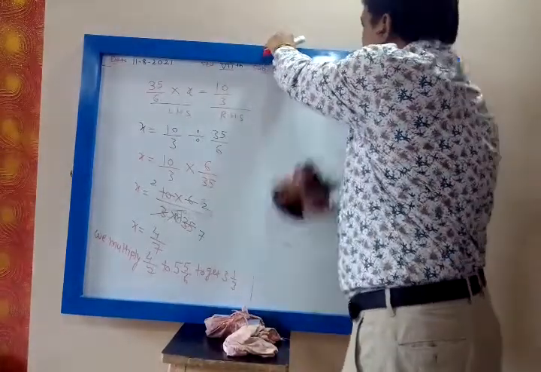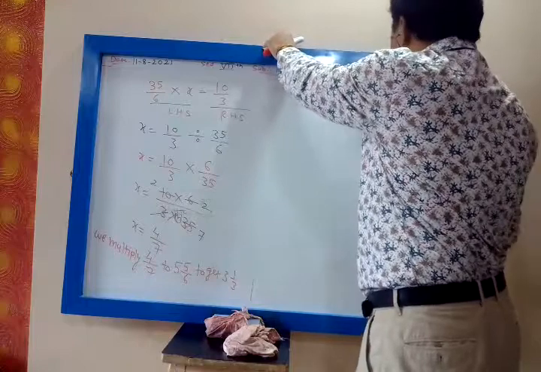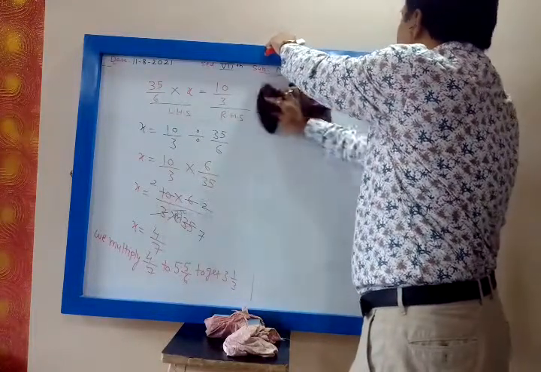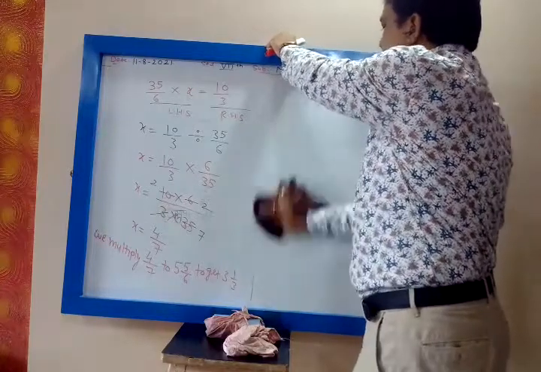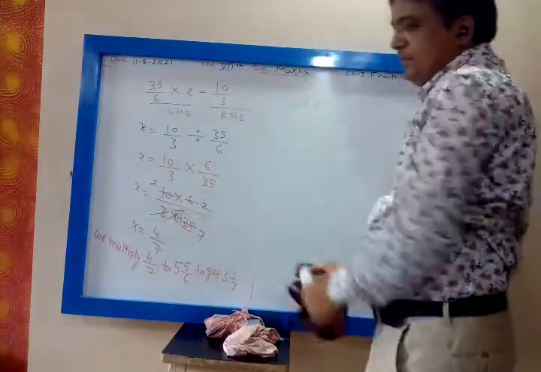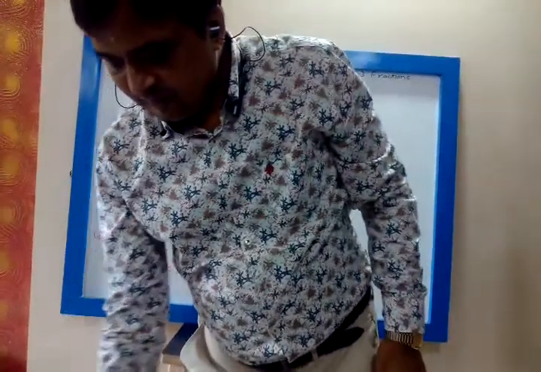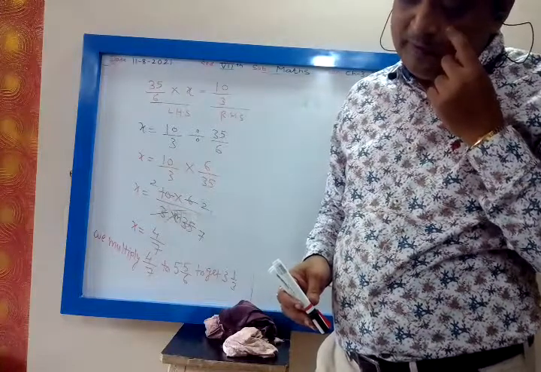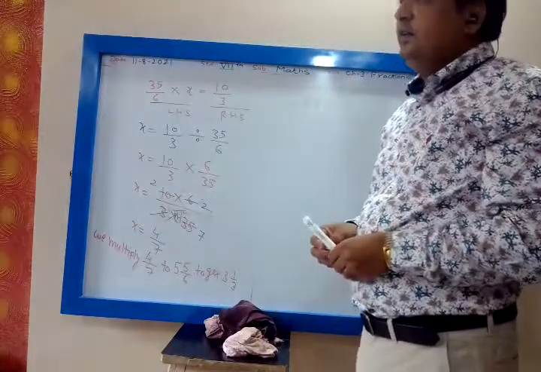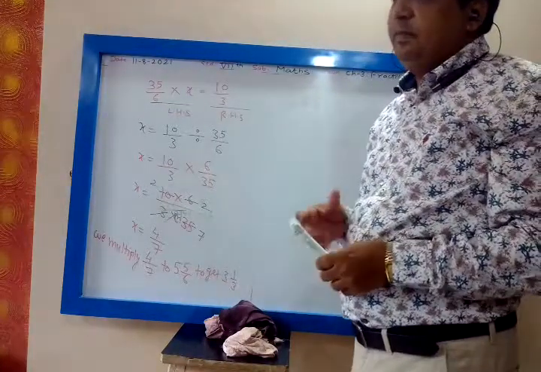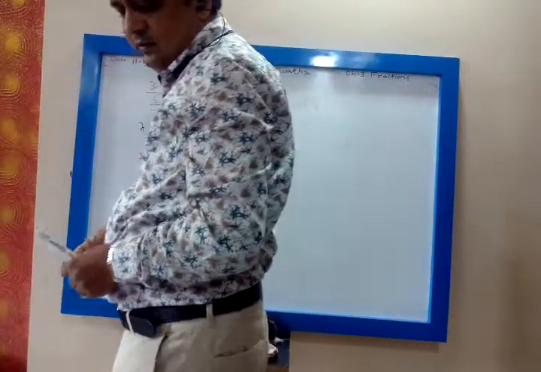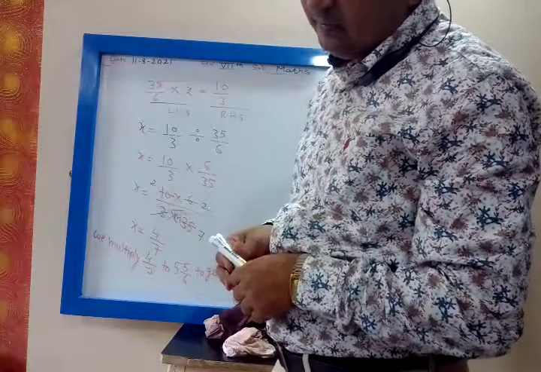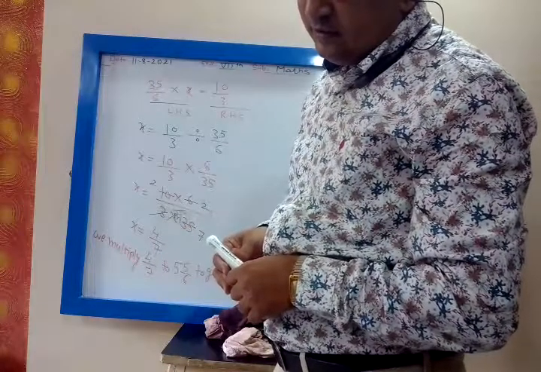Then see here, in rational numbers we have studied various types of brackets: vinculum, curly bracket, parenthesis, square bracket. Yes or no? So that you remember. Based on that, those types of problems we have already done in the rational numbers. Yes or no?